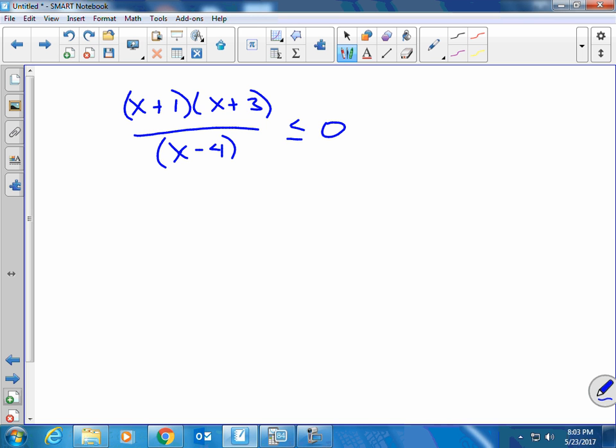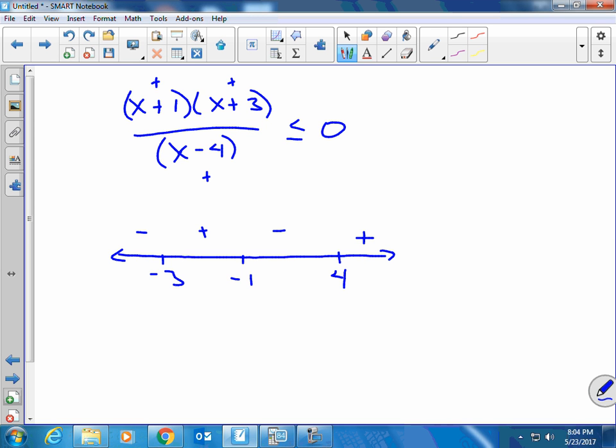Okay, on my number line, values that make the top 0: negative 3, negative 1. Value that makes the bottom 0: 4. Plug in something greater than 4, like 6. 6 plus 1 is positive. 6 plus 3 is positive. 6 minus 4 is positive. That thing's positive. We know it's going to switch signs, right?